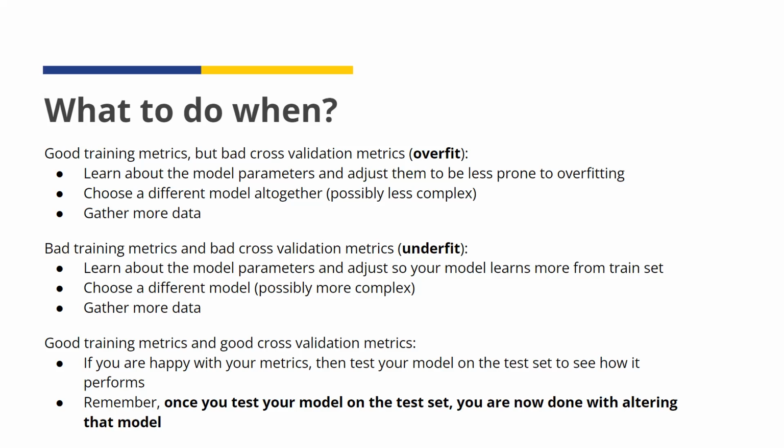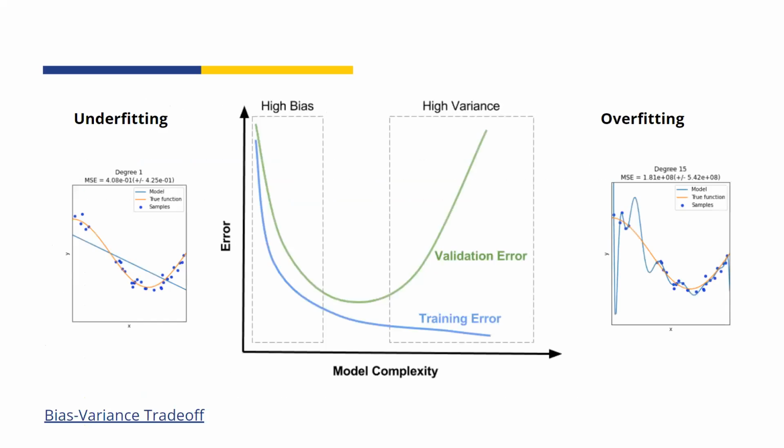And in some cases, we have good training metrics and good cross-validation metrics. In this case, this is the end goal of this process, which is when we know that the parameters in our set are relatively optimal and we're perhaps ready to test on our test set, which we left out at the beginning.